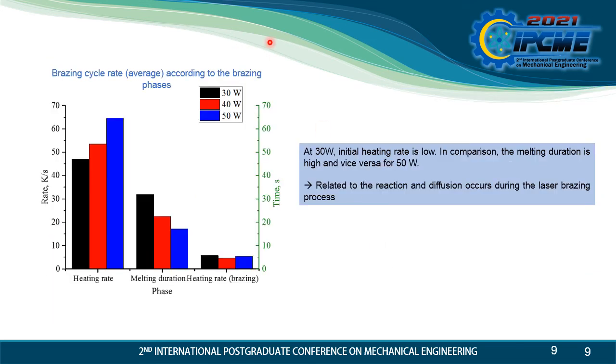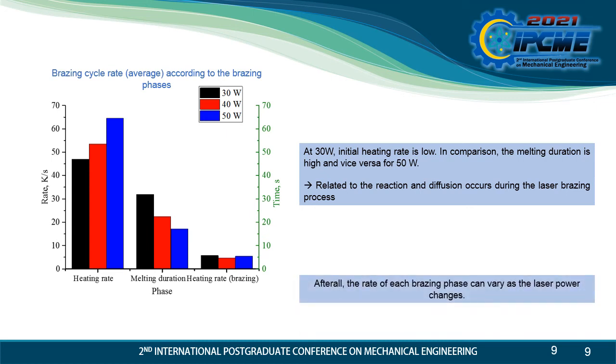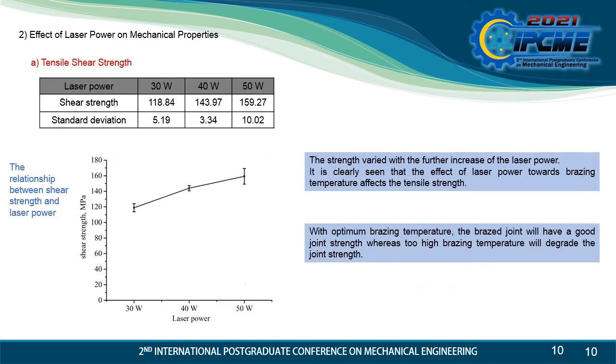Next is the brazing cycle rate average according to the brazing phase. From the graph here, at 30 watt of laser power, the initial heating rate is low. In comparison, the melting duration is high, and vice versa for 50 watt of laser power. It is related to the reaction and diffusion that occur during the laser brazing process. After all, the rate of each brazing phase can vary as the laser power changes.